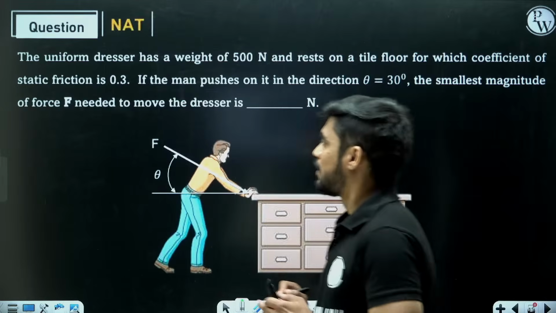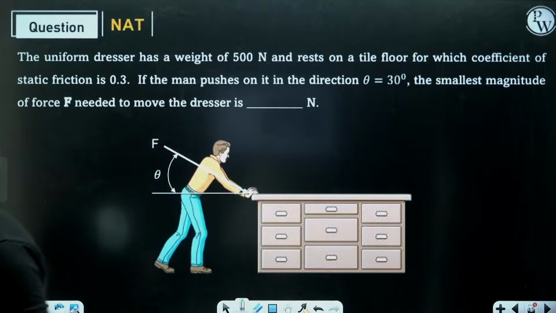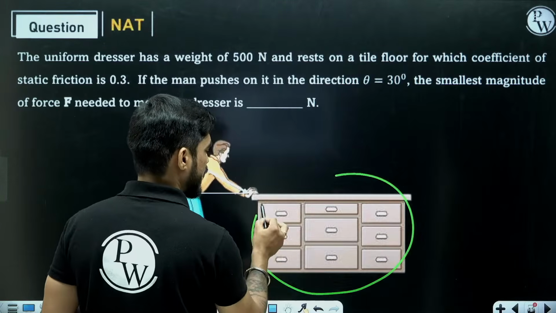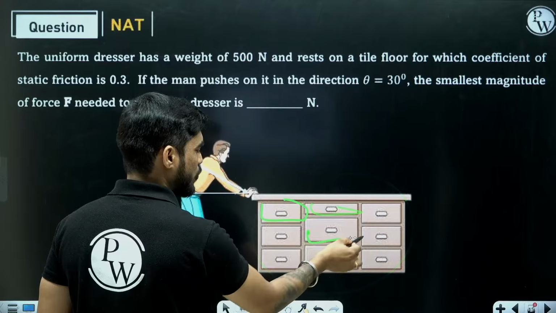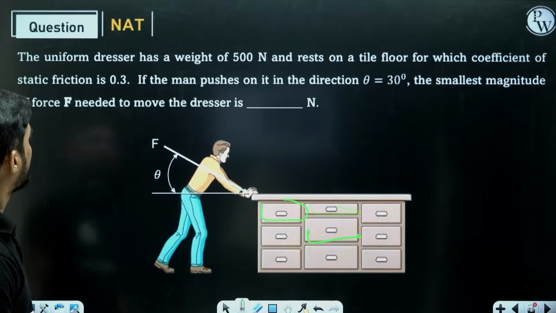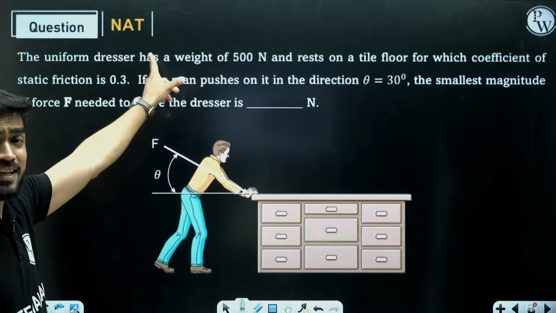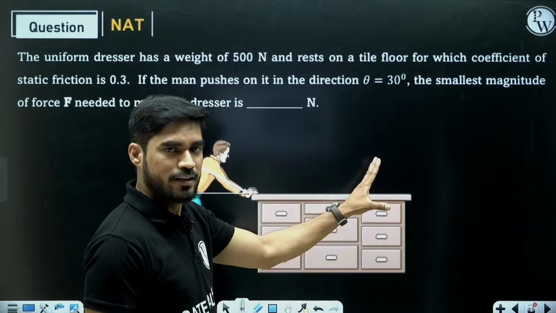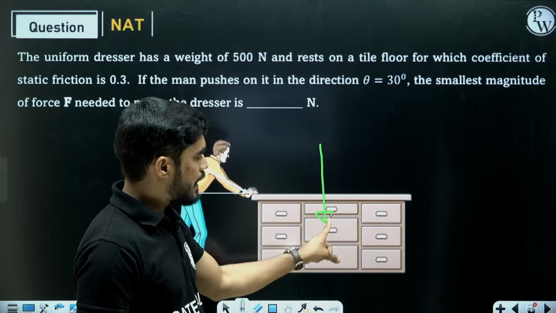Okay, the uniform dresser. This is a dresser. Here there are different drawers, you put your clothes like that. So this is a dresser. The uniform dresser, why are they saying uniform dresser? Because the weight is uniformly distributed, so you can apply the weight at the center.